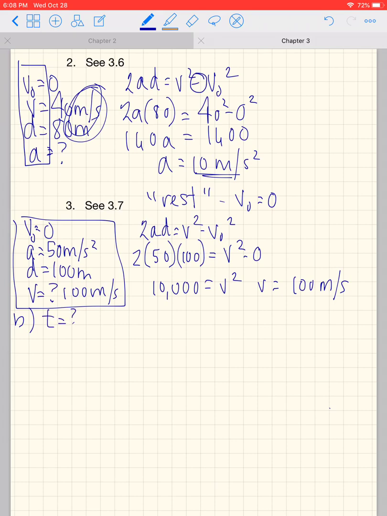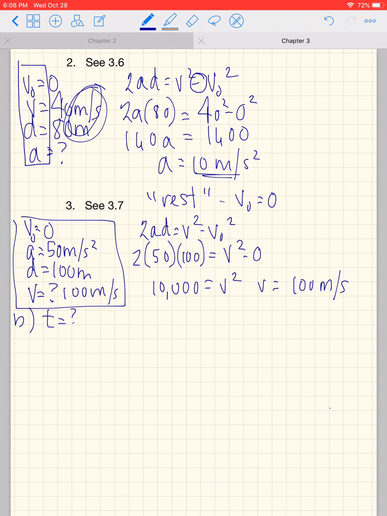I can use any equation except for V is equal to D over T. I can't use that because I've got two different velocities going on. I don't have an average velocity. I don't have an average or a constant velocity. It's changing. But I can use any other equation that has T in it.